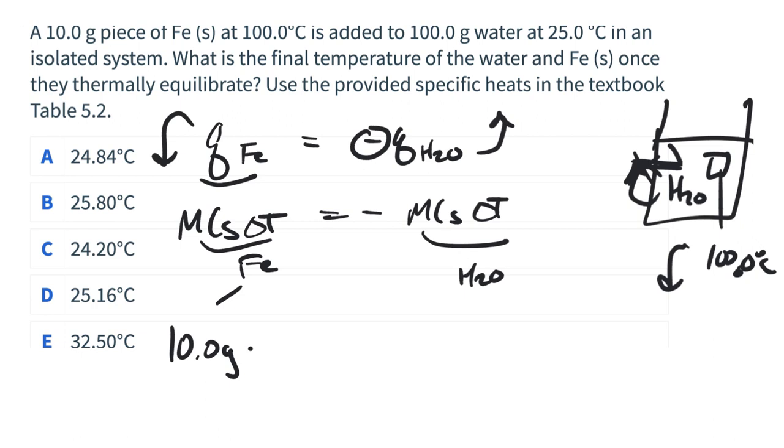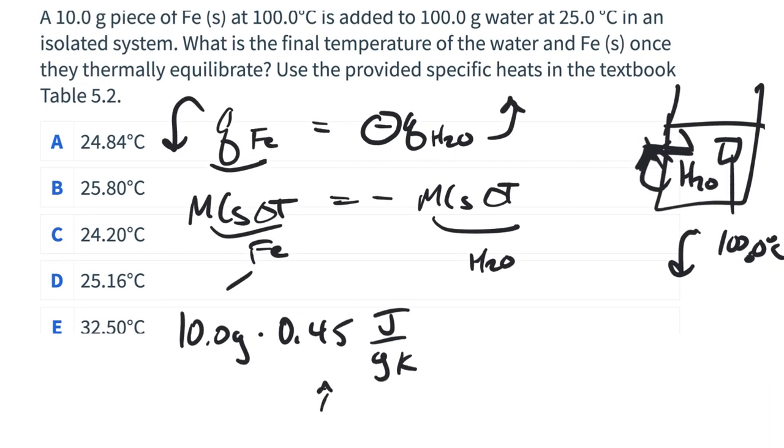Now, it says to use the values from the book. In the previous slide in the notes, I'm just looking at it on my laptop here. It says the CS, the specific heat of iron solid, is 0.45 joules per gram Kelvin. And so this is just from the previous slide. And then I'm going to write TF minus the initial temperature. So the final temperature, TF, is our delta. So our delta T would be the final temperature minus the initial temperature. And so the initial temperature for iron was 100.0 degrees C.